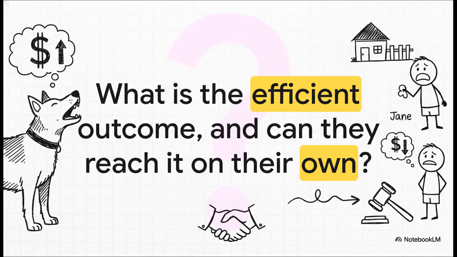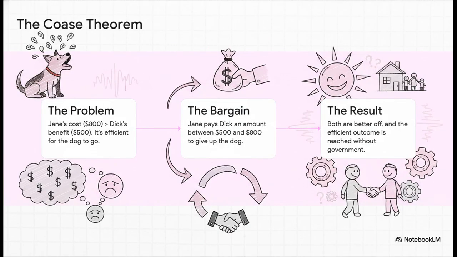So let's pause and think about this. Just from a pure efficiency standpoint, what should happen? Well, Jane's cost of $800 is way bigger than Dick's benefit of $500. So the efficient, socially optimal outcome is for the dog to go. But the big question is, can they figure this out on their own without getting courts or the government involved? And the Coase theorem says absolutely they can, as long as they can talk to each other and make a deal.